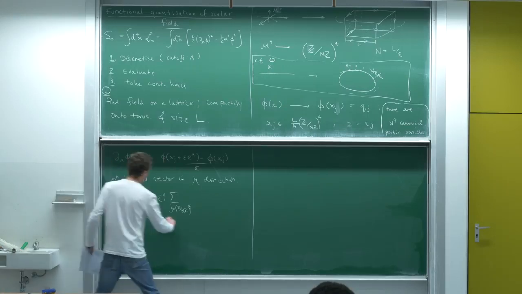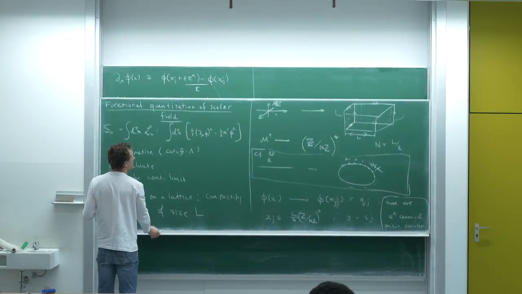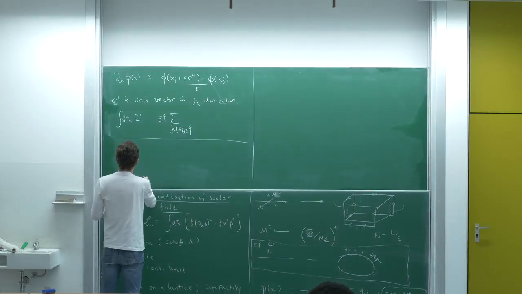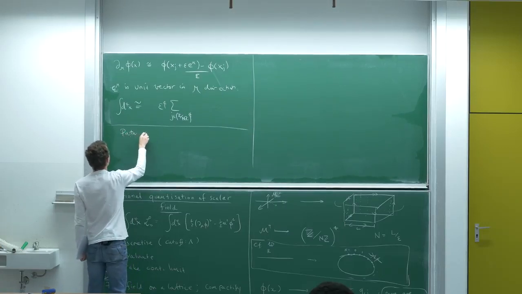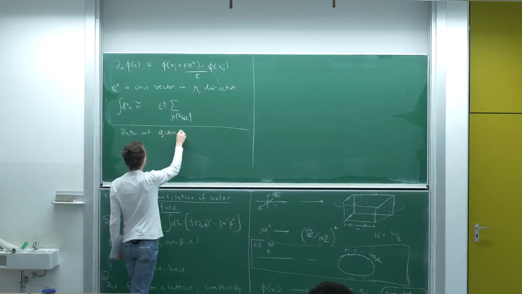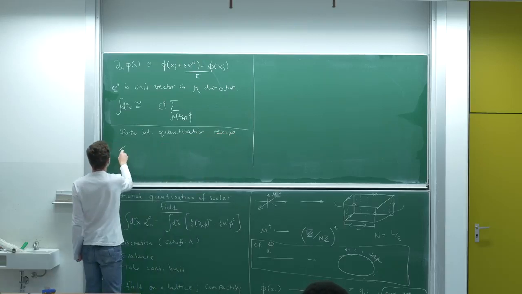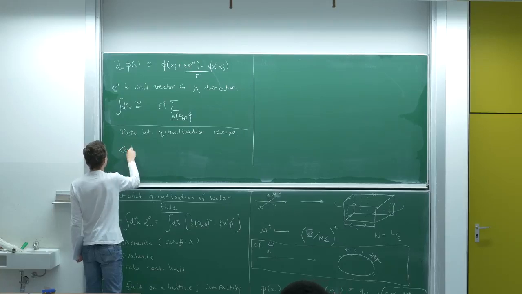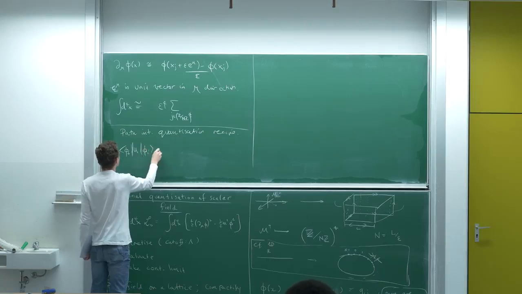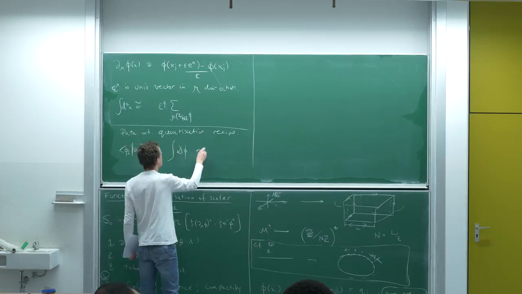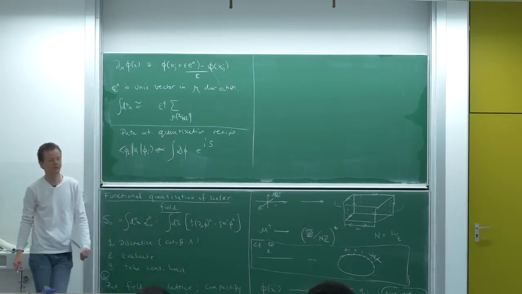Now we have this in the path integral. If you remember the path integral quantization recipe, it gives us these transition amplitudes as integrals of the action.